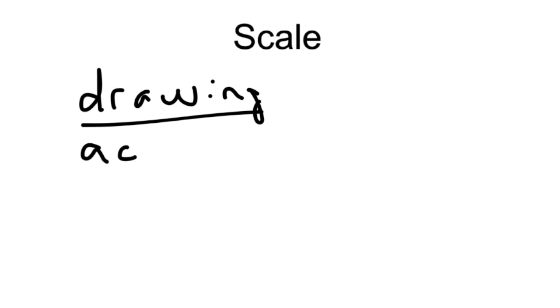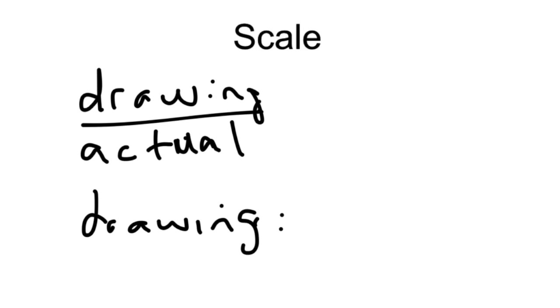What do we mean by scale in scale drawing? Scale is a ratio where we compare the distance on a drawing to the actual distance in real life. So you can write it as a ratio, a fraction, where the drawing is the numerator, the actual real life dimension is in the denominator. You can also write it with a colon, where the drawing would be first, comparing that to the actual real life distance.